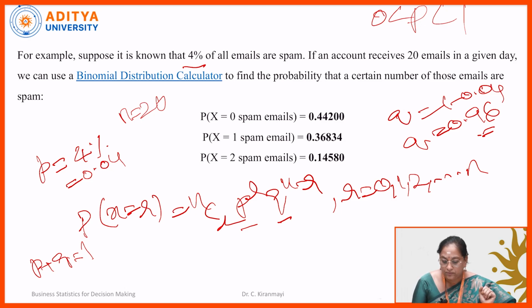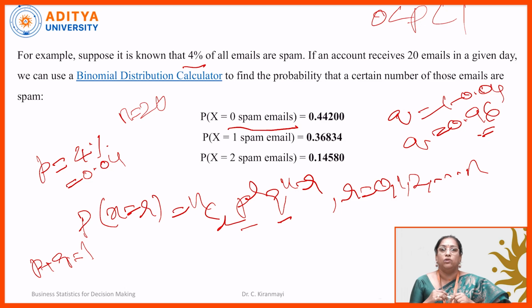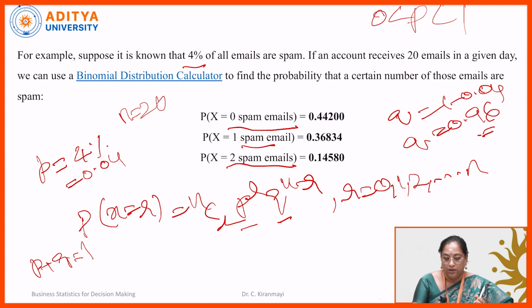We are asked to find the probability of a certain number of those mails being spam. For example, one may be interested in the probability that no mail is a spam mail, all are legitimate mails. So that is P(X = 0) we want to find. Somebody may be interested in the probability that out of 20, one mail is going to be a spam mail. Another may be interested in the probability that out of 20, 2 mails are going to be spam mails. So, based upon the information, we can find answers for all these probabilities.